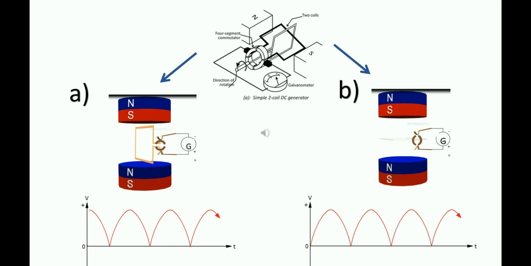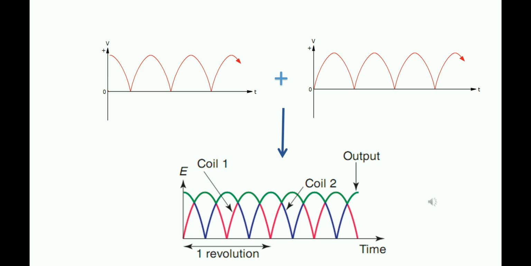From the graph below, we can see that the 2 coils will produce a graph with a similar pattern. But due to the difference in starting position, they will have different EMF production at the same moment. When we combine the 2 graphs, this is the EMF against time graph for a 2-coil DC generator.